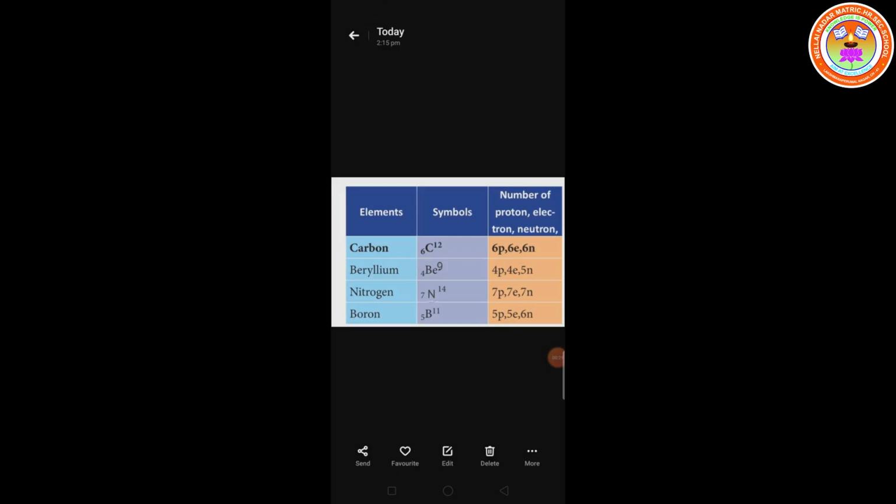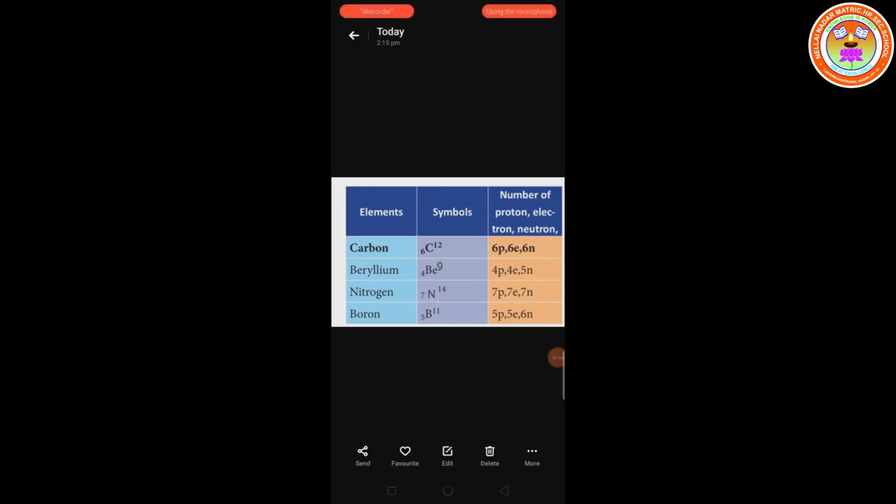and boron. So first element is carbon. So symbol of carbon is C. First letter capital C. So atomic number is 6, mass number is 12. Atomic number is written in subscript of the symbol, 6, and mass number is written in superscript of the symbol, 12.